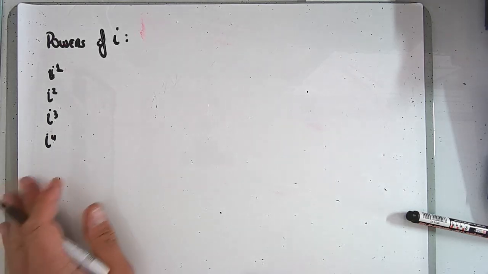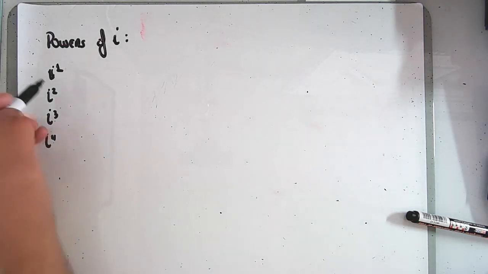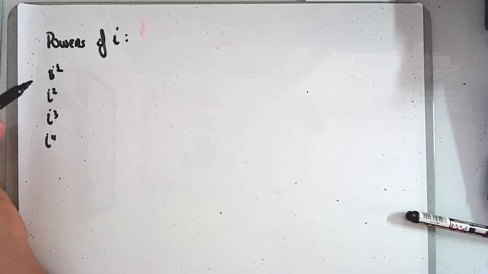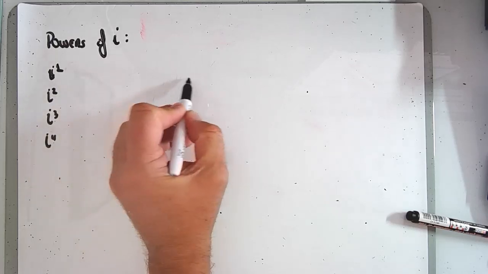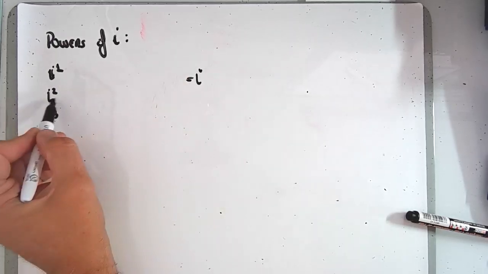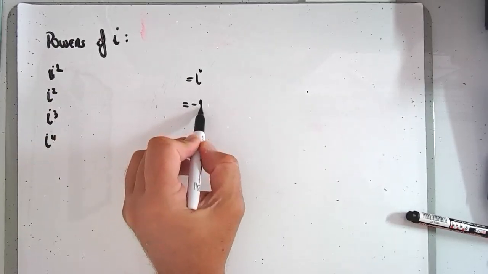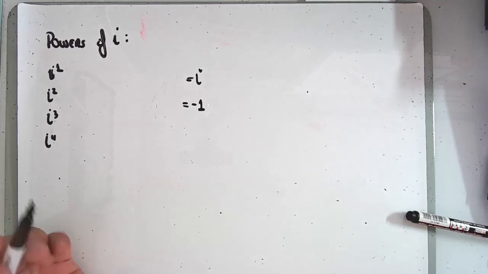Powers of i, folks. Back to basics. Let's see what's going on here. I'm going to write i to the 1, even though we don't, but on purpose I'm going to write i to the 1. It's simply i. And i squared is simply -1 by definition.